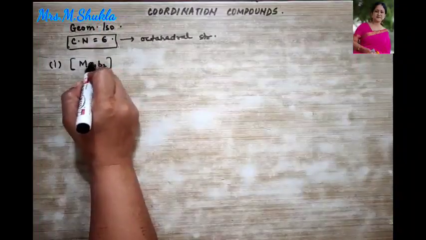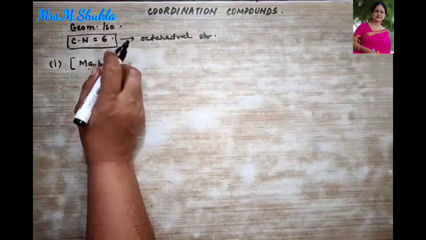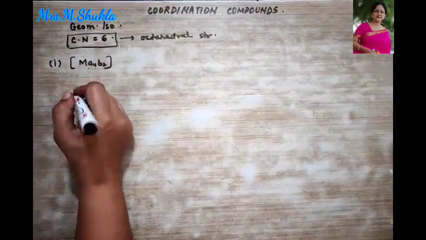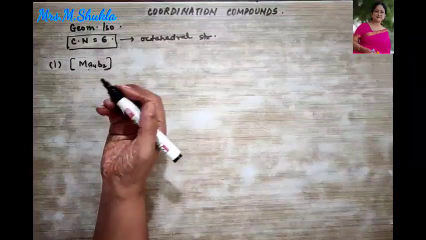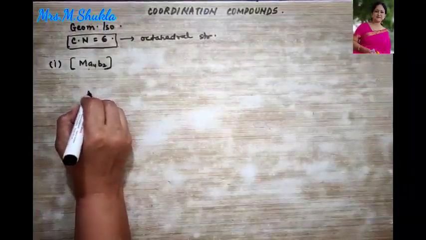means A and B. These two ligands are different. Four ligands are of the same type and two ligands are of the same type. But A and B, they are different. So what kind of structure are they going to form? They will form trans and cis. So how? Let us see that.